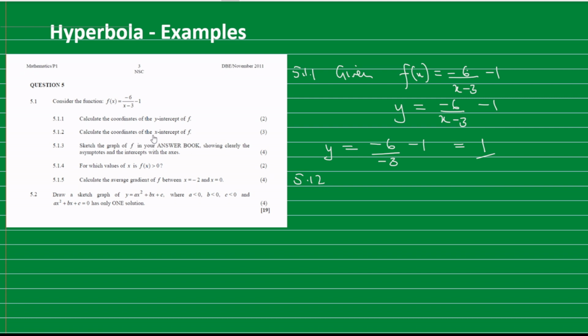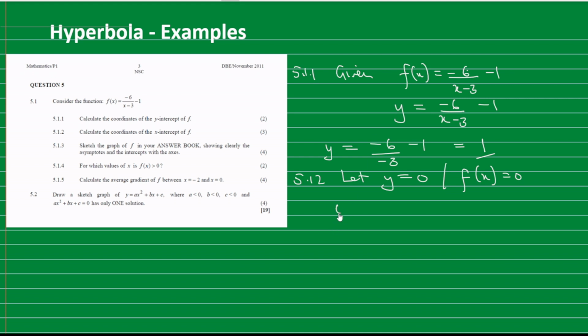Number 5.12: calculate the coordinates of the x-intercept of f. So for x-intercepts, where does it cross the x-axis? We let y be equal to 0. Substitute y with a 0, or equate f of x to 0. Now you take your function and equate it to 0. So what is our y? y is equal to 0.